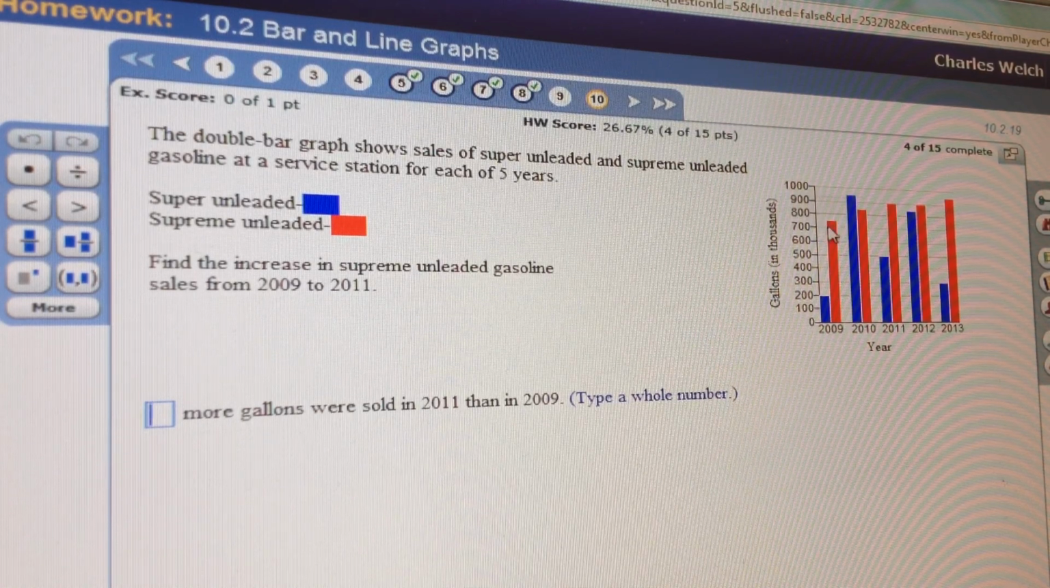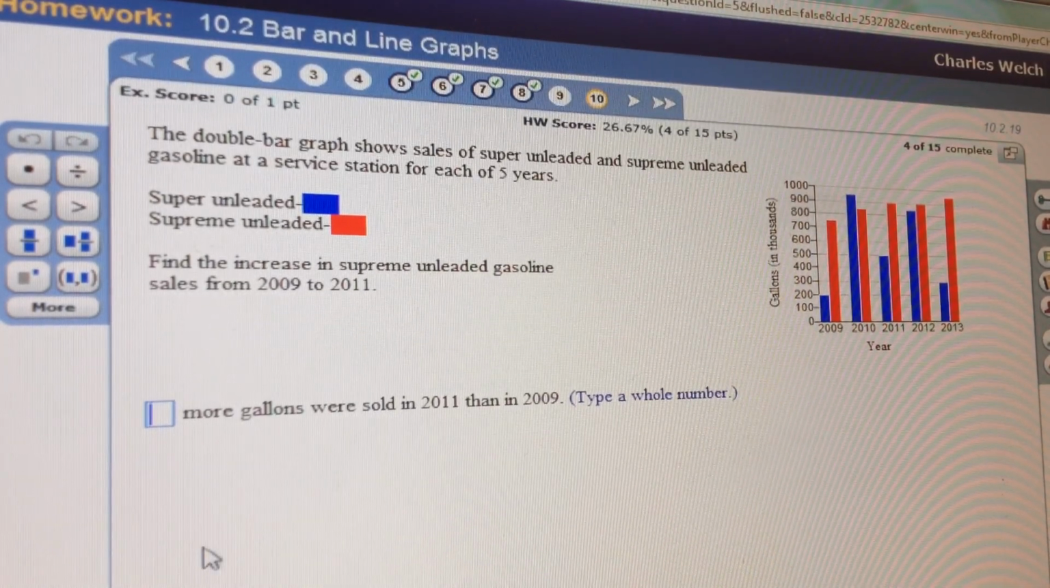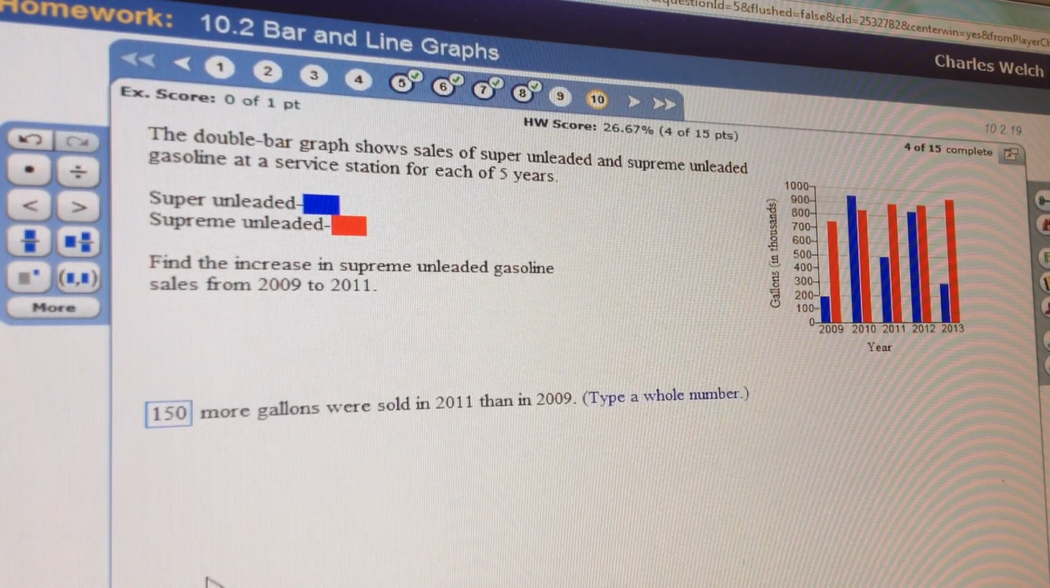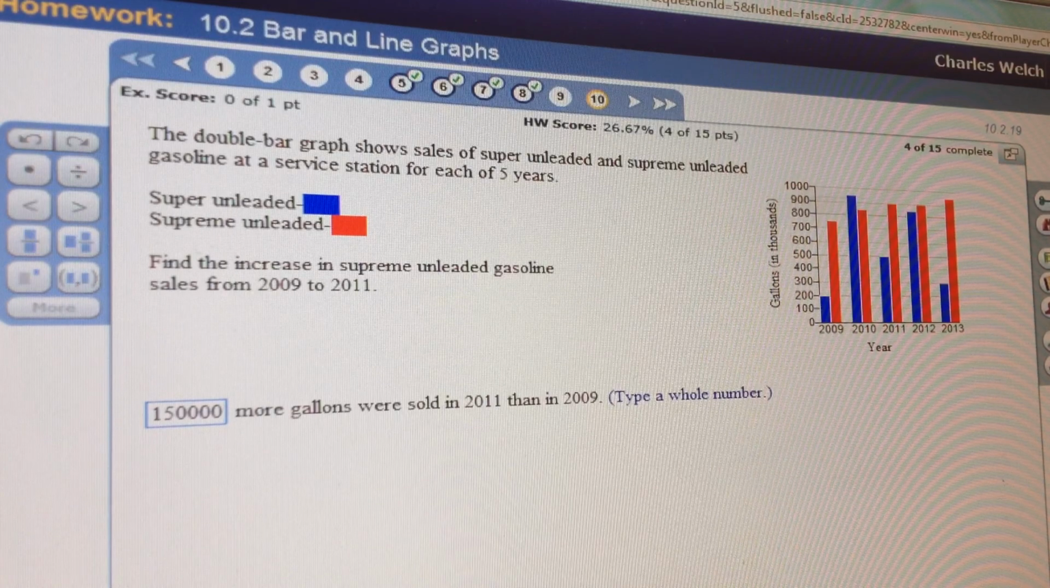So it looks like in 2009 we're going to have between 700 and 800. I would say that's 750. 2011, that's going to be 900. So 900, okay, right here, minus 750 right here is going to be 150. Notice that these are also in thousands, so let's put in our 150 with our 3 zeros to reflect that this is in thousands.